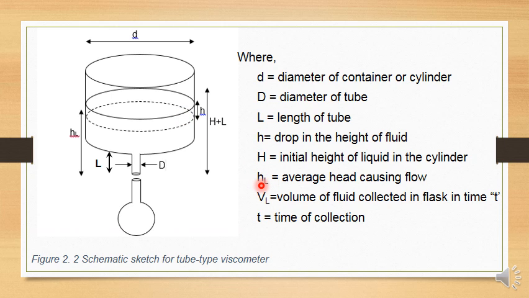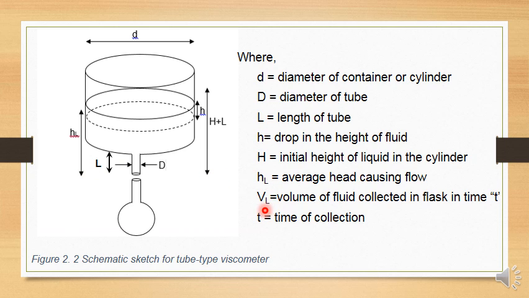Then we have small h with subscript capital L, h_L. h_L is the average head causing flow. That is the average of these two levels, the initial level and the final level of the liquid, measured from the opening point where the nozzle or smaller tube has its opening. This is called the average head causing flow.